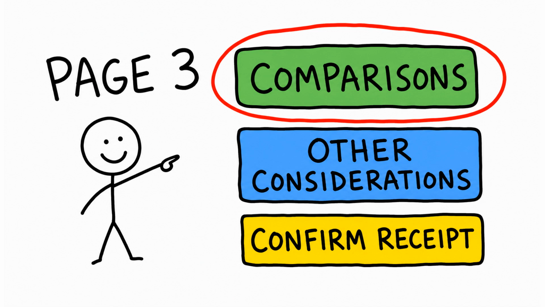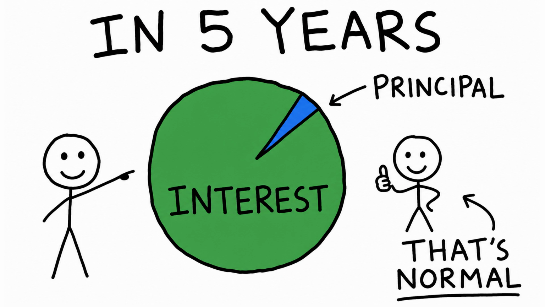The comparisons box shows in 5 years, meaning how much you'll have paid in total, and how much of what you borrowed, your principal, you'll have actually paid off by then. That number is smaller than you'd expect because early payments lean heavily toward interest. That's normal. Then APR, your annual percentage rate.